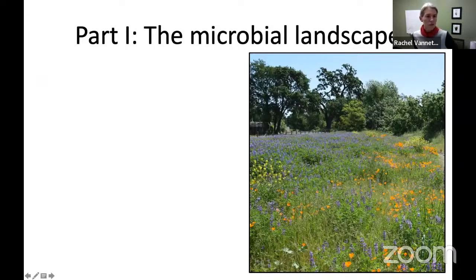Okay, so the first part: let's think about the microbial landscape in flowers. If you walk out into a field, you might see a whole bunch of different flower species. What is the microbial landscape here? You might think about it if you're a microbe or if you're a bee. You might have variation in habitats. You might encounter different microbial communities depending on which flower you visit. So let's take a look.